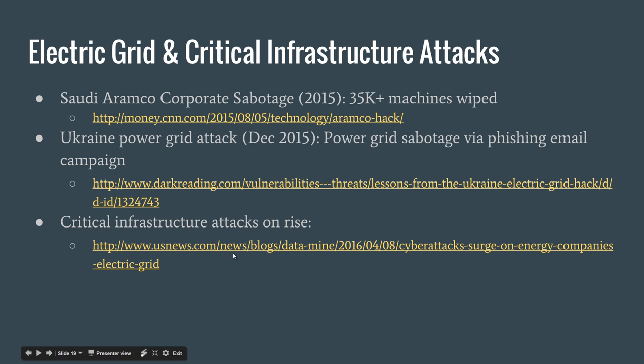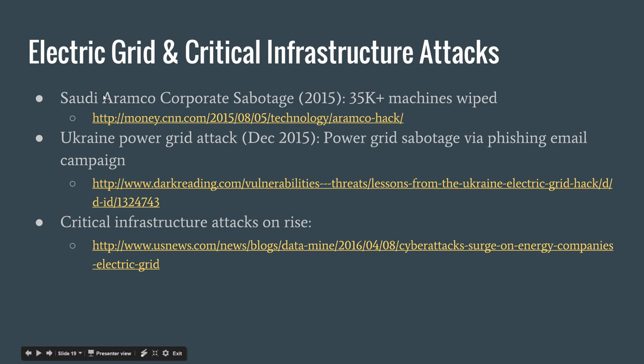But there's more serious issues that involve hacking that have been on the rise, most notably electric grid and critical infrastructure attacks. The largest one in terms of total number of machines affected would be the Saudi Aramco corporate sabotage in 2015, where 35,000 plus machines were wiped. Their hard drives were erased, and data was lost, and it still holds the crown for the largest hack in history in terms of scale and damage.